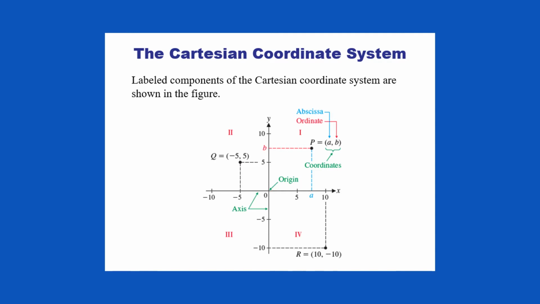We have four quadrants: first, second, third, fourth. First quadrant, both x and y are positive. Second quadrant, x is negative, y positive. Third quadrant, both x and y negative. And in the fourth quadrant, x is positive and y is negative. We can plot the points in this Cartesian system.